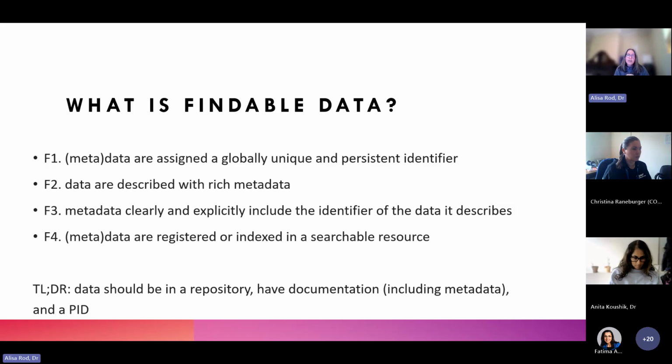It should have documentation, including metadata, so it should have some information so that people can figure out that it is the data that they're looking for. And it should have a persistent identifier, or a PID. So the same way we assign a DOI to an article, a data set should have a DOI. And that's telling everyone that that is the authoritative version of that data set. If the data set moves locations, the persistent identifier, the DOI, will always point to where that data set is located.